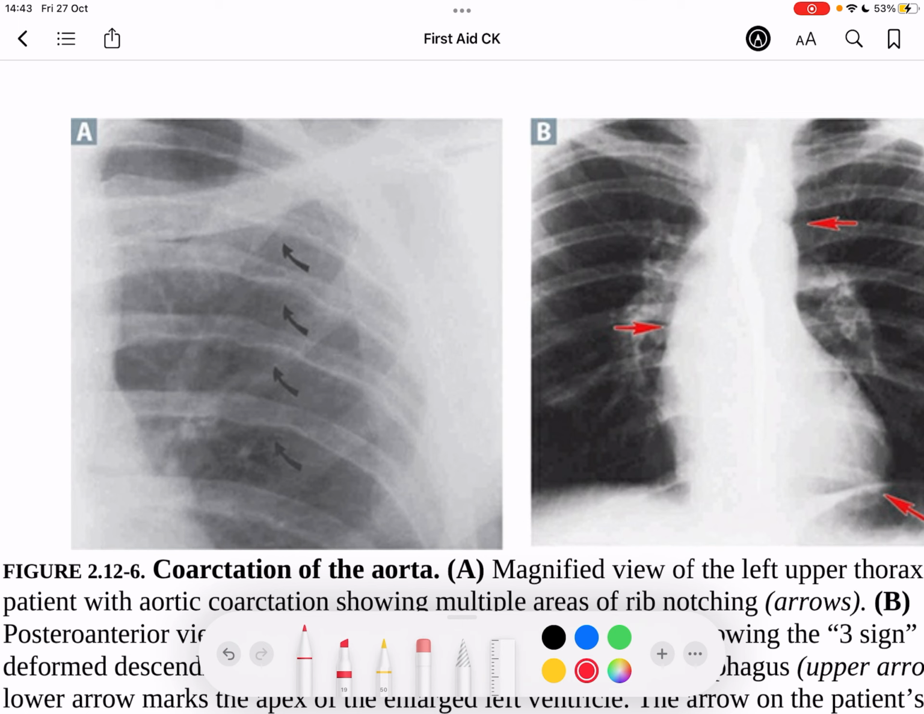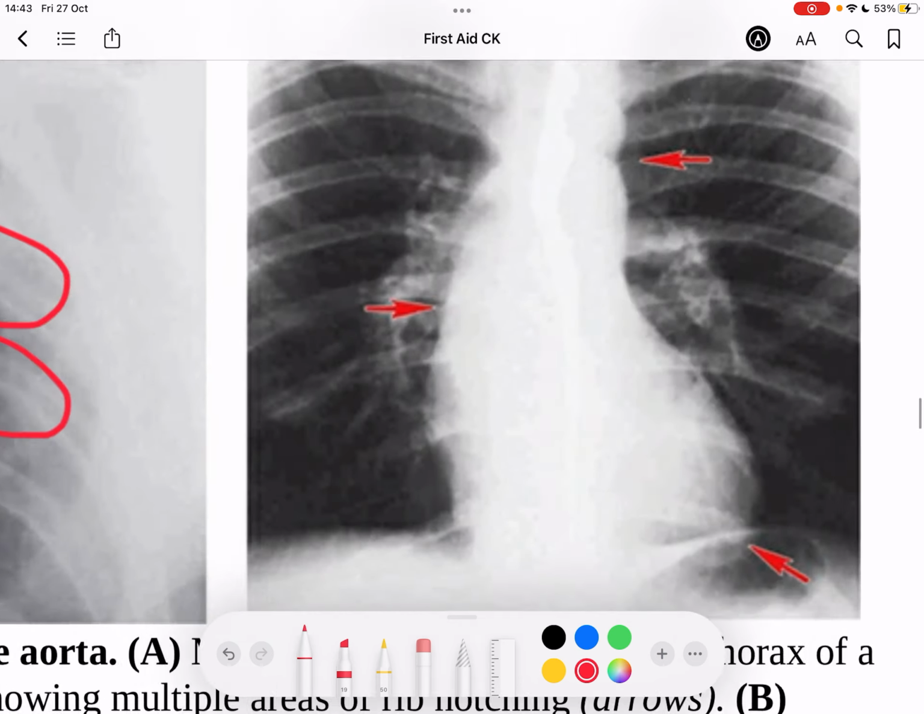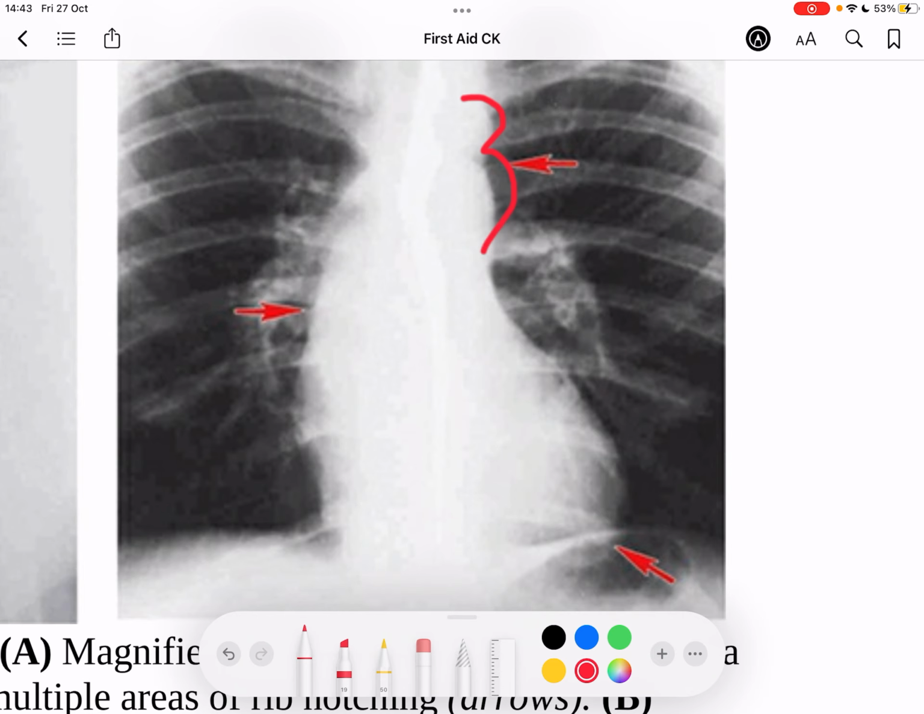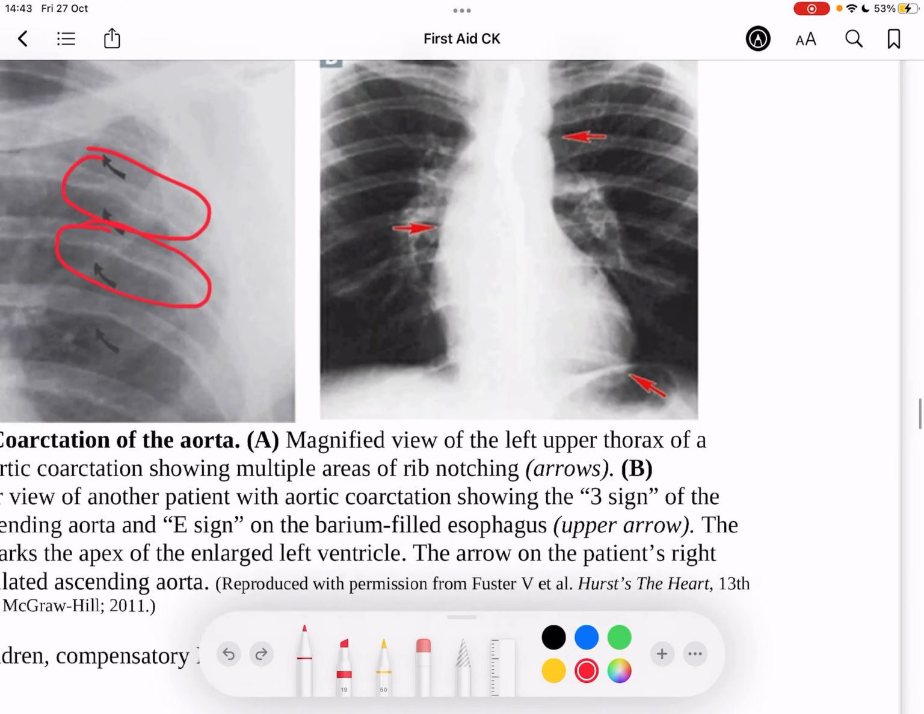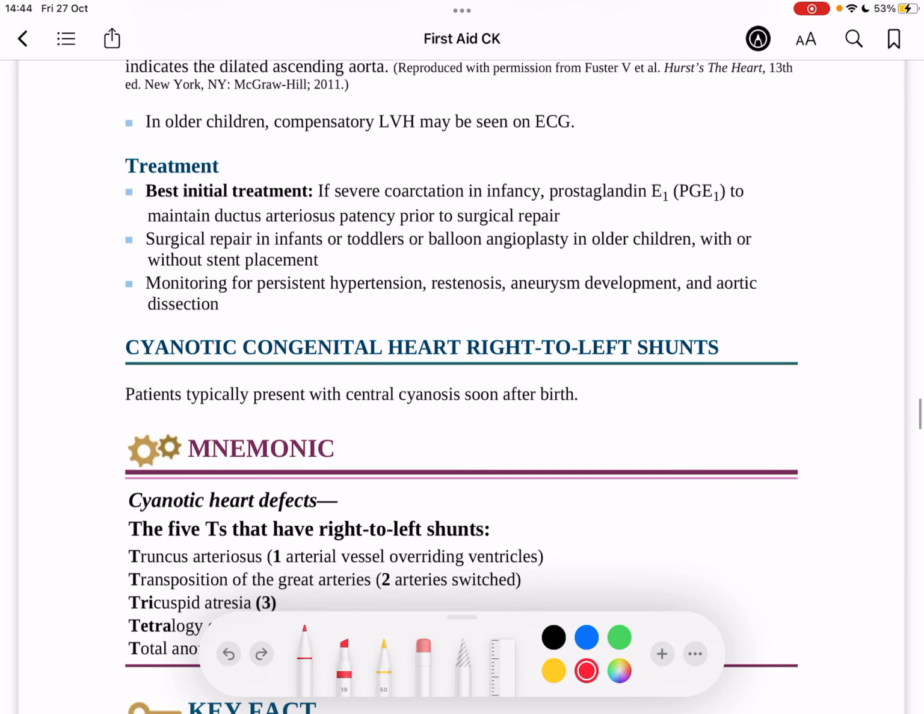So here you see the rib notching here and here. This is because of the post-PDA coarction of the aorta that's led to that congestion in the pulmonary arteries, and now you see this so-called rib notching. And here you can see the B. Okay, you can see that very nice B sign. Good, and I'm not going to go into too much more detail than that. And of course, in older children, we might start to see signs of left ventricle hypertrophy on the ECG, as seen by Sokolow's criteria.